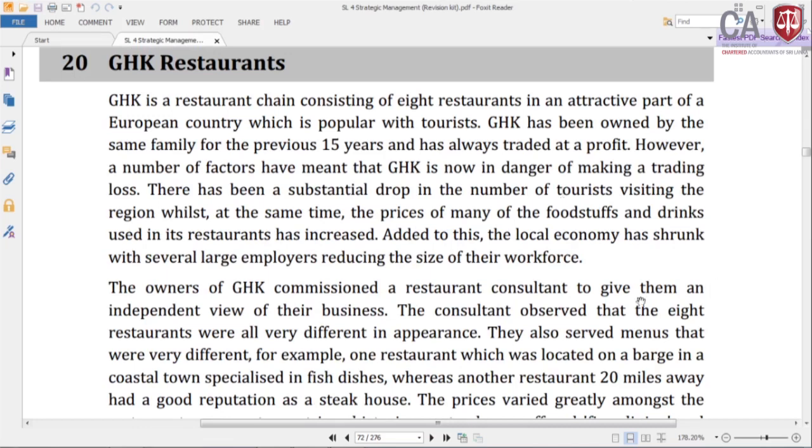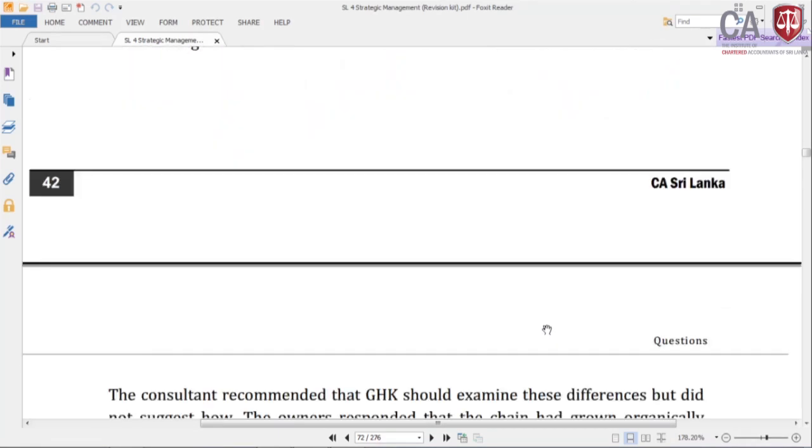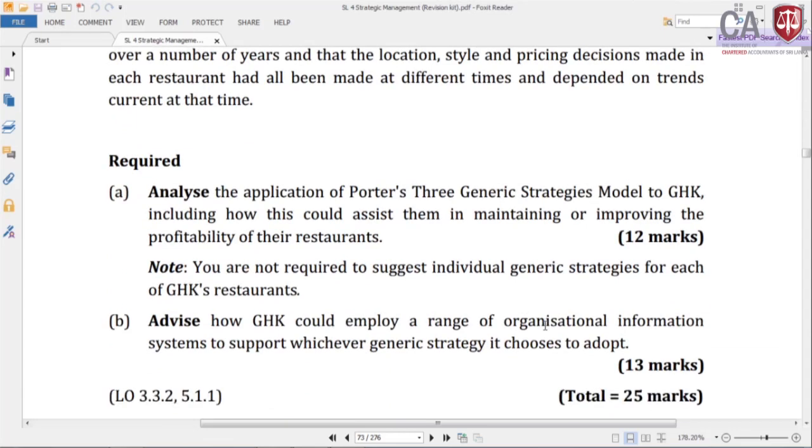Restaurants. So we look at the requirement here. Part A requirement is to analyze the application of Porter's 3 generic strategies model to GHK, including how this could assist them in maintaining or improving the probability of their recurrence.